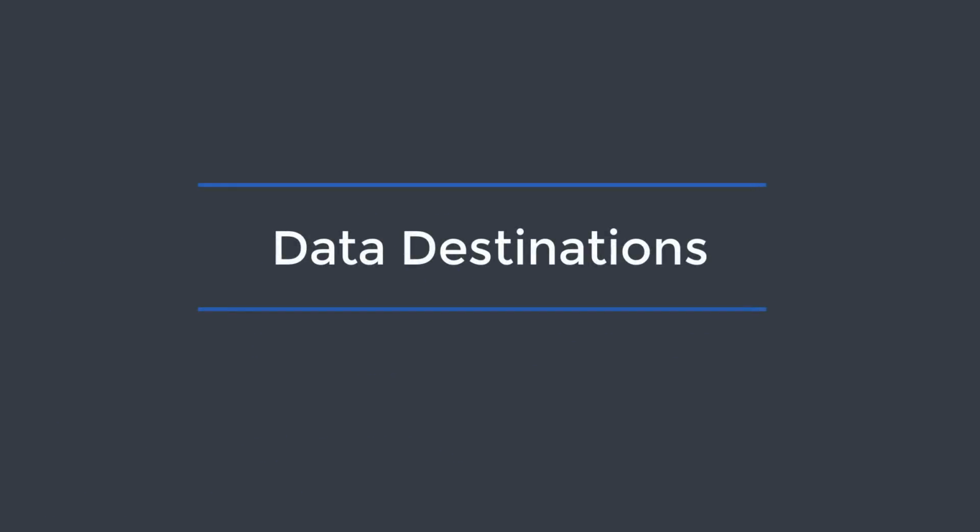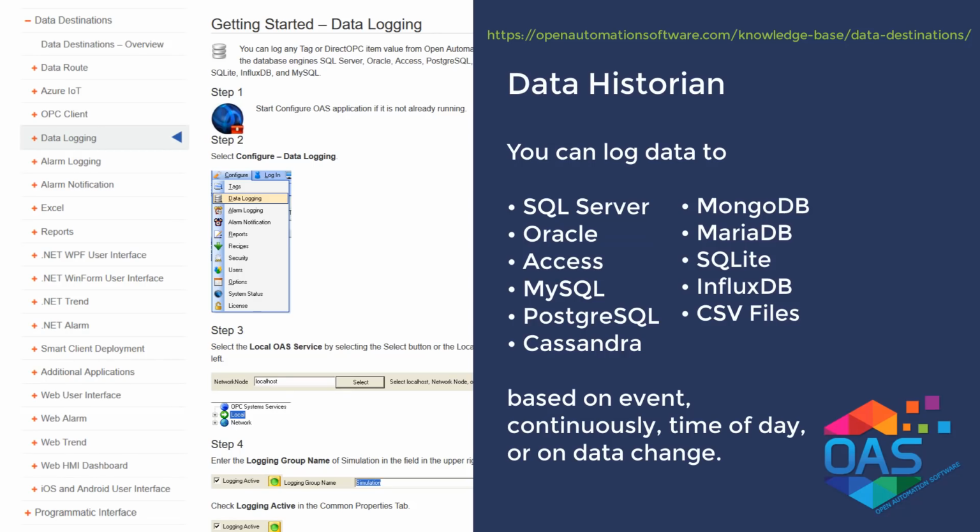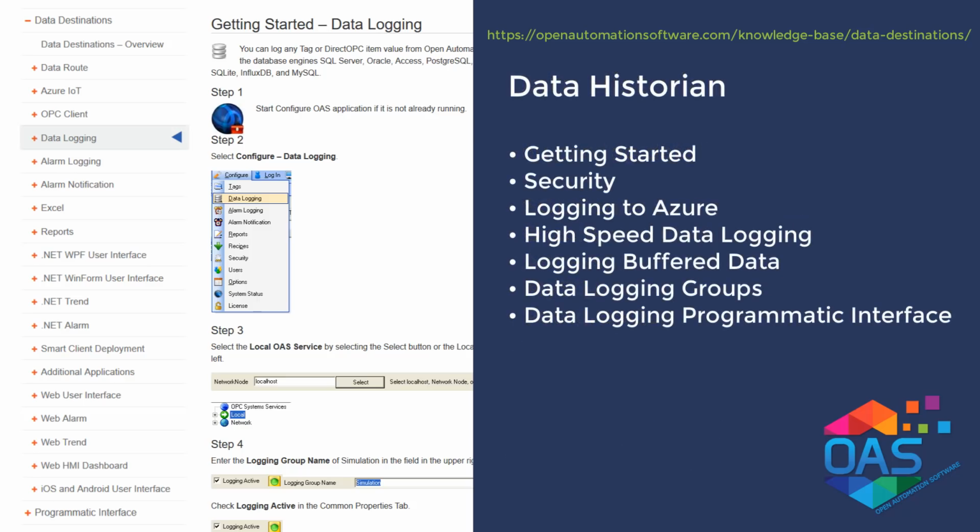Now that we have reviewed the many ways that we can bring data into OAS, let's move on to what OAS can do with that data. One of the most popular OAS products is the Data Historian. OAS stores data in an open format and can log data to SQL Server, Oracle, MySQL, CSV, and many other databases by event, continuously, time of day, or on data change. You can learn about the many powerful features of the Data Historian in our knowledge base under Data Logging.